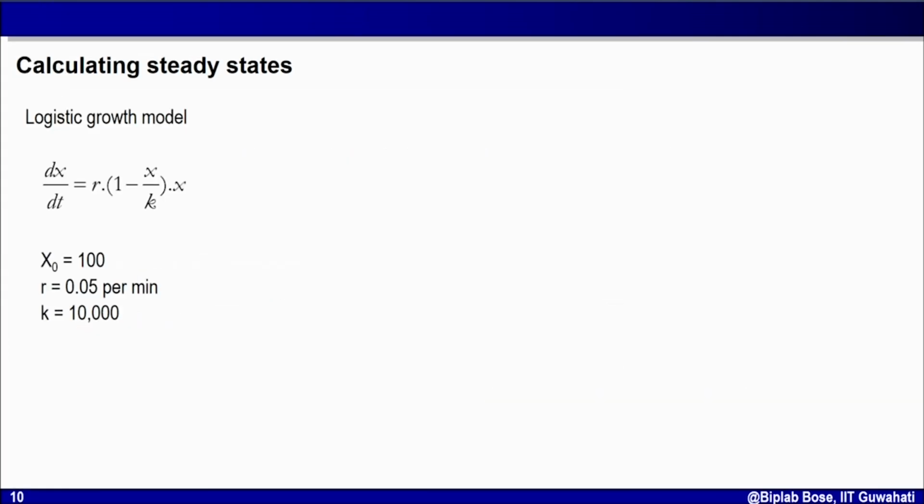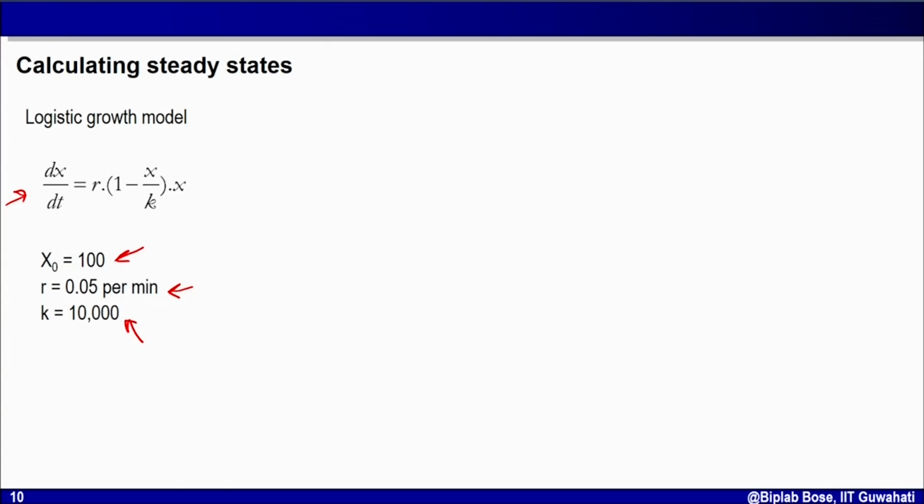Let us see an example. We will take the example of logistic growth. So the model ODE is dx/dt is equal to r into (1 minus x by k) into x. x is the size of the population. The initial value of x is x naught, that is 100. The rate constant for growth of the population is 0.5 per minute, and k, the carrying capacity, is 10,000.